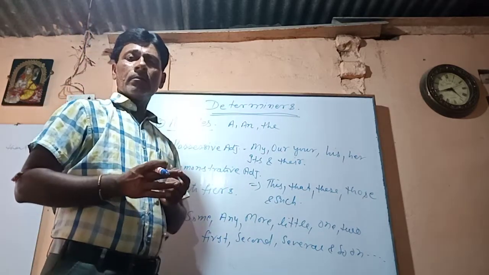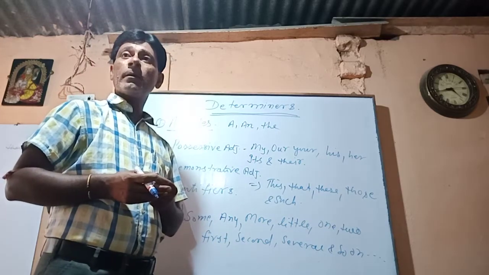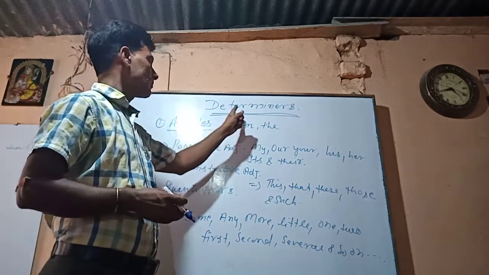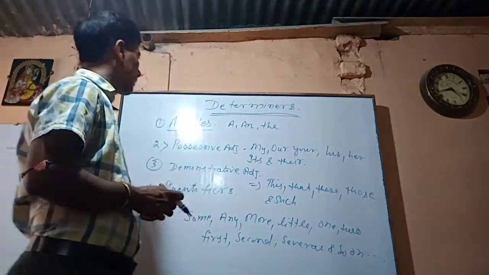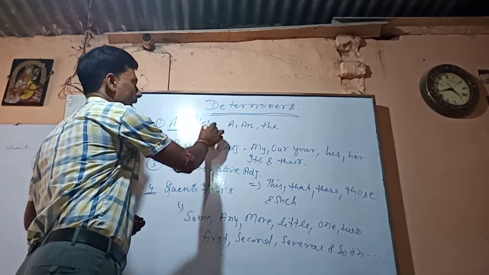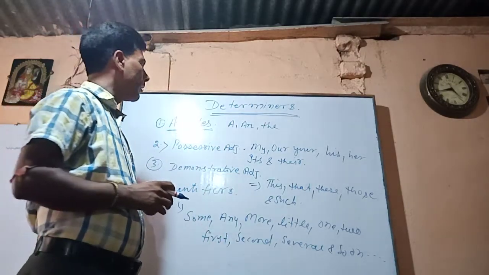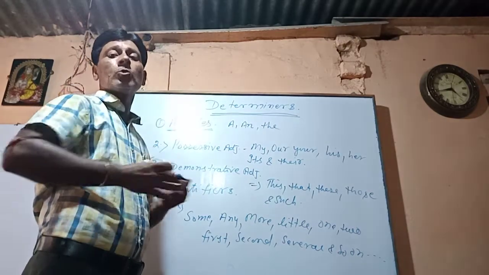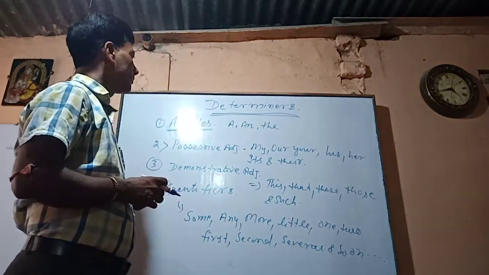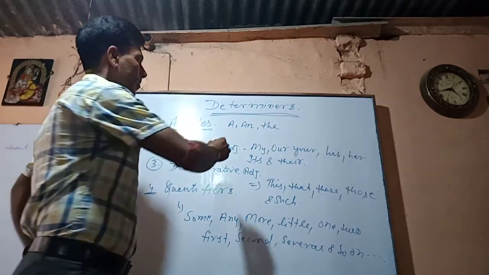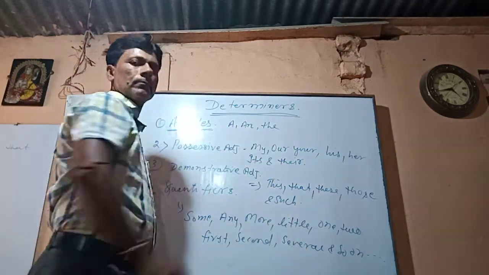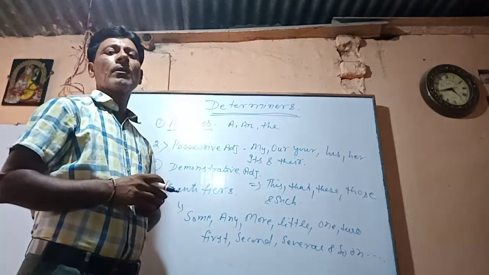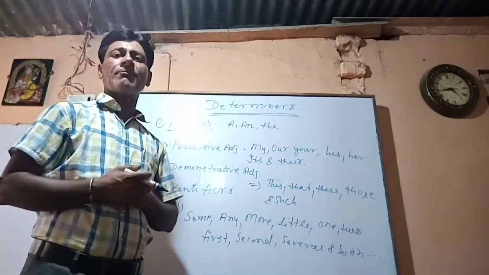There are many points which come in this chapter. First is articles. What is an article? It is also a determiner. The examples of articles are A, AN, THE. I'll have separate videos on articles and uses of articles.